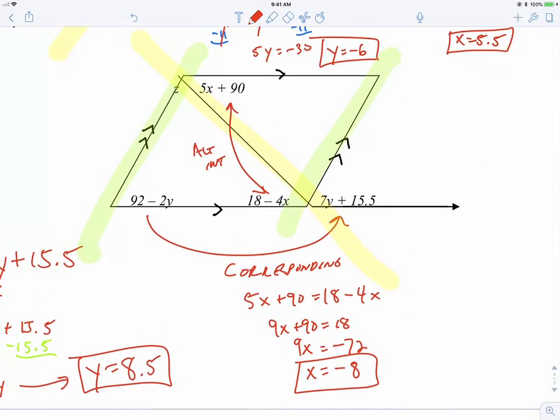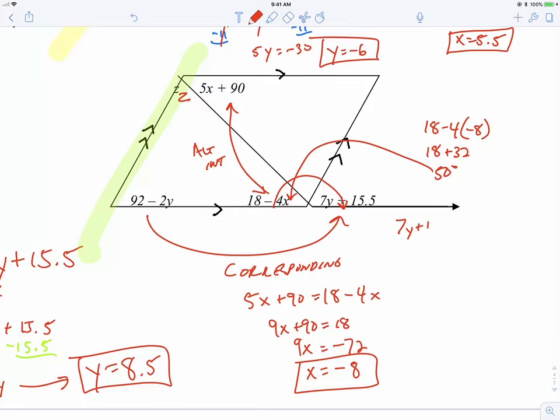Now we need to find this angle Z up here. What I'm going to say is that these three angles right here add to 180. So 18 minus 4x, so that angle 18 minus 4x, well we know x is negative 8. So it's going to be 18 plus 32. That's going to be 50 degrees. So this one here is 50. Then we know, I'm going to erase that so when people look at the PDF they're okay. So 50 degrees is that angle.